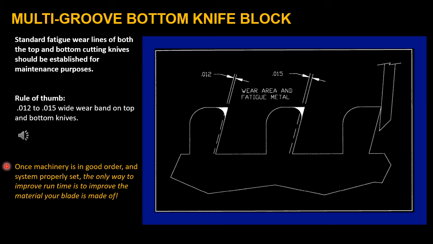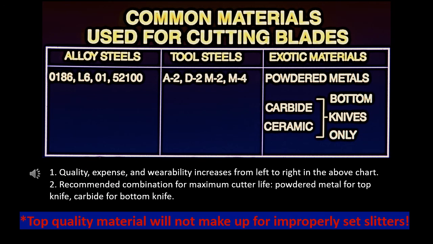Once your machinery is in good running order and your system properly set in regard to all the items covered herein, the only way to improve your runtime is to improve the material that your blade is made of. As you can see in this chart, quality, expense, and wearability increases from left to right. Starting in the far left-hand column, your alloy steels are your low entry point level to material selection of slitter knives. Moving all the way to the right, you can select carbide or powdered metal products to increase your run life. Our specialists will be happy to recommend the cutting edge best suited for your requirements.